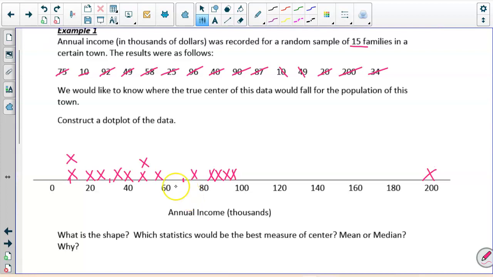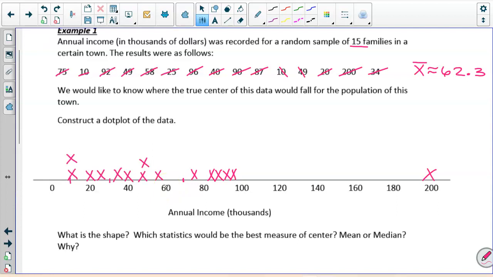Yes. 200,000, right? So that outlier is going to do what to my mean? It's going to shift that mean. It's going to pull it up here probably somewhere, right? So just for your information, if you were to put this data in L1 and then do one variable statistic, so you go to stat, calculate one var stats, it would have told you that X bar is actually 62.3, which would be here, right? Do you think the mean's actually that high? No. So what would be a better representation?